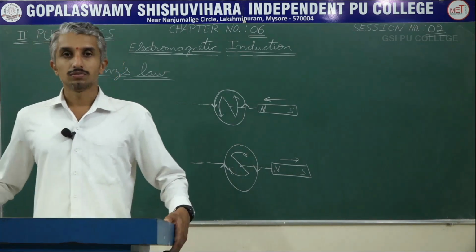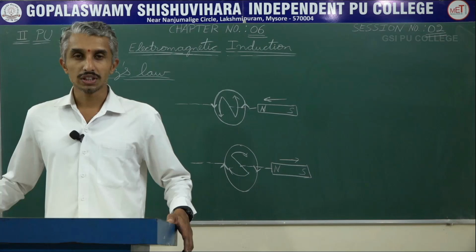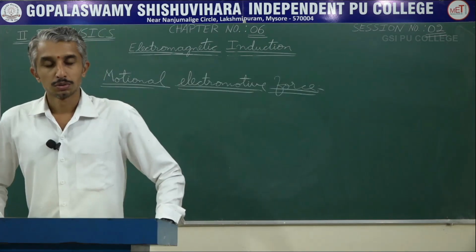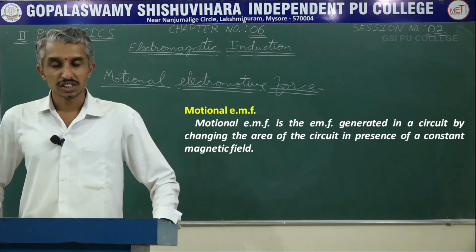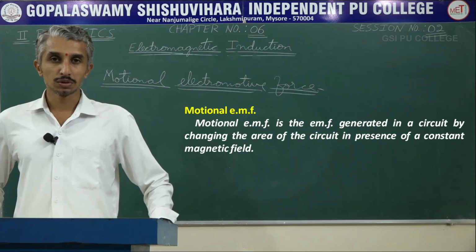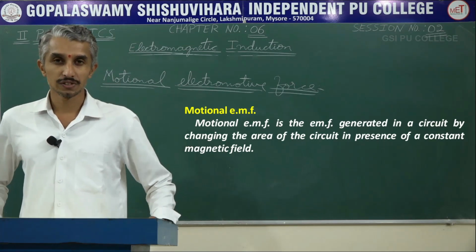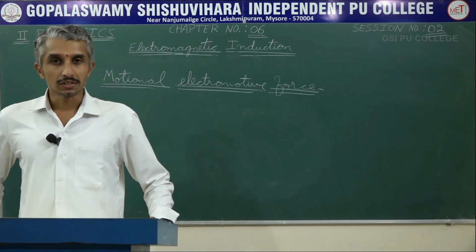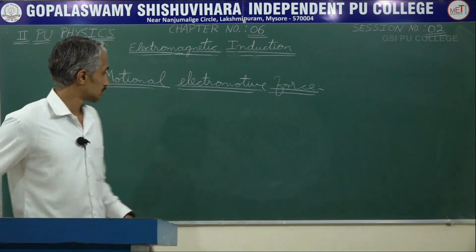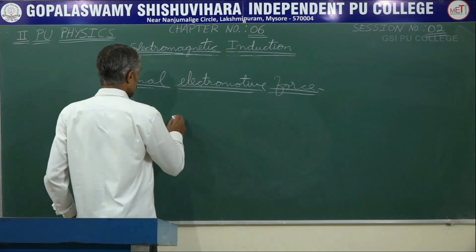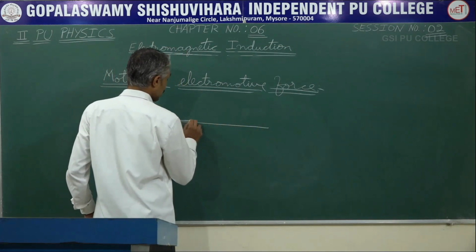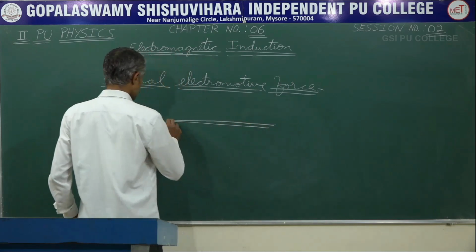We will move on. We will now see what is motional electromotive force, or motional EMF. Motional EMF is a process of generating EMF in a circuit by changing the area of the circuit in a uniform magnetic field. Now, we will derive an expression for motional EMF in a circuit. First, let us have a rectangular circuit.